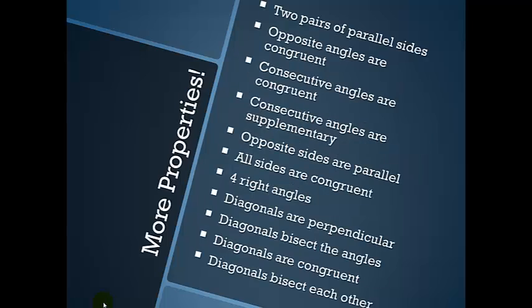Right, moving on. More properties. A square has two pairs of parallel sides. Opposite sides are congruent. Consecutive angles are congruent. Consecutive angles are supplementary. Opposite sides are parallel. All sides are congruent. 4 right angles. Diagonals are perpendicular. Diagonals bisect the angles. Diagonals are congruent. Diagonals bisect each other. All those are characteristics of a square.